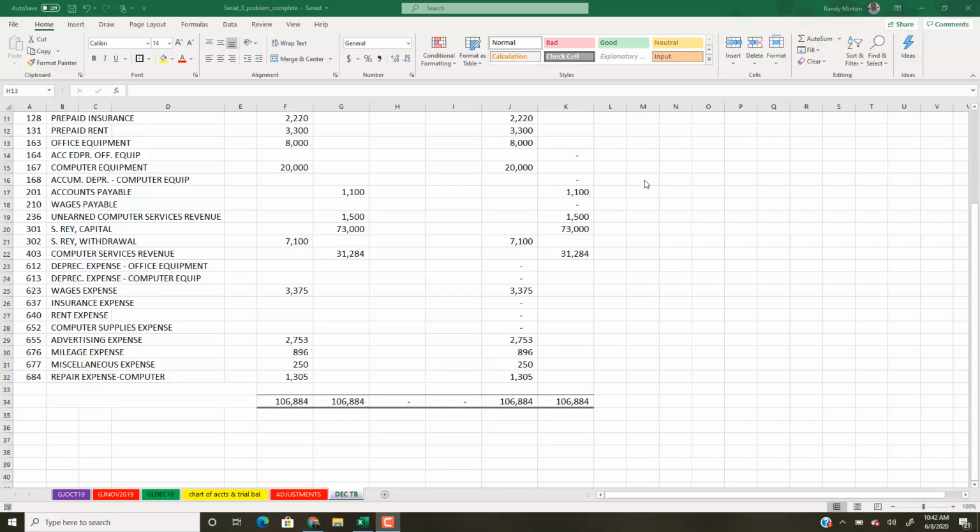Good morning. This is Professor Minton, and today what we want to do is continue on with our discussion of adjusting entries in serial problems 3 and 4. This one will cover the end of serial problem 3, which are the adjusting entries. And so we need to talk a little bit about why we do adjusting entries.